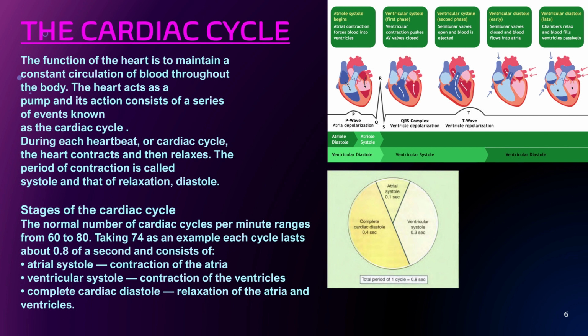Stages of the cardiac cycle. The normal number of cardiac cycles per minute ranges from 60 to 80. Taking 74 as an example, each cycle lasts about 0.8 of a second and consists of atrial systole, known as contraction of the atria, ventricular systole, known as contraction of the ventricles, and complete cardiac diastole, known as relaxation of the atria and ventricles.